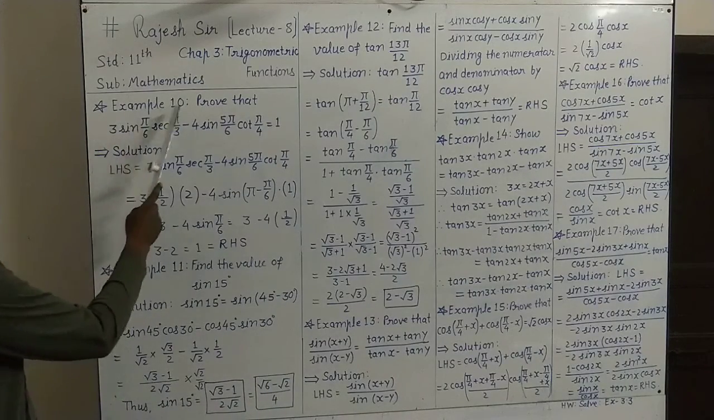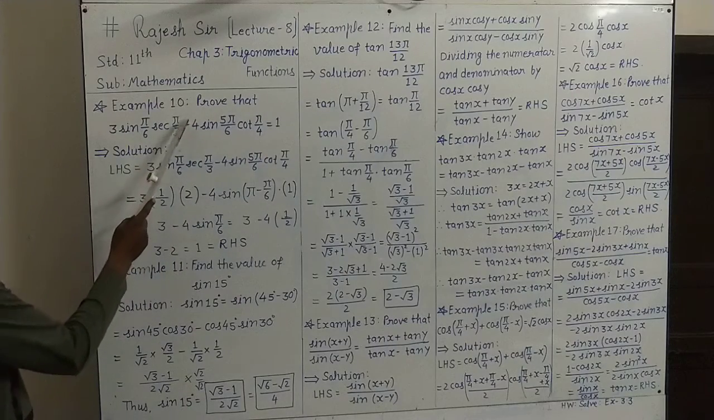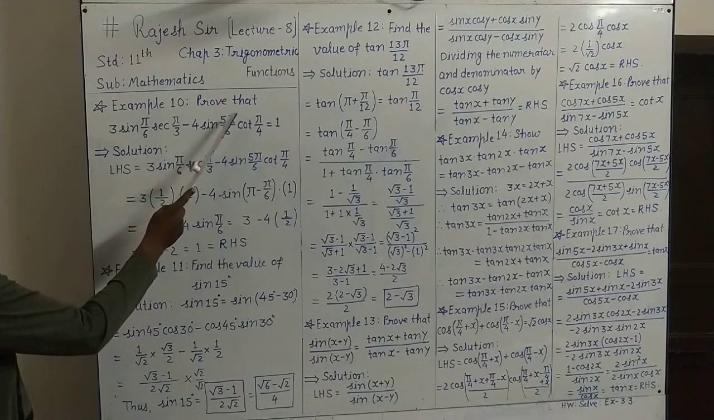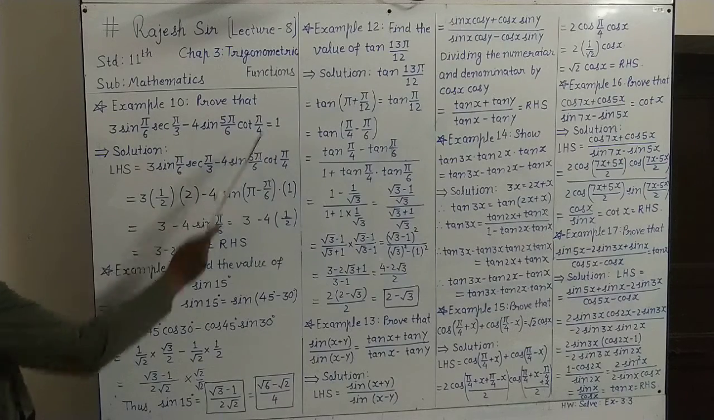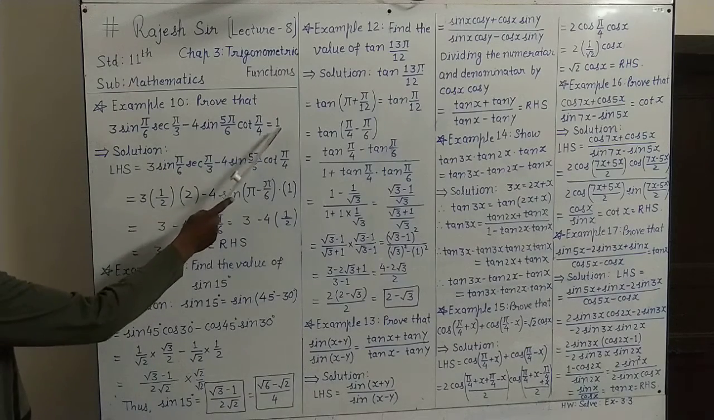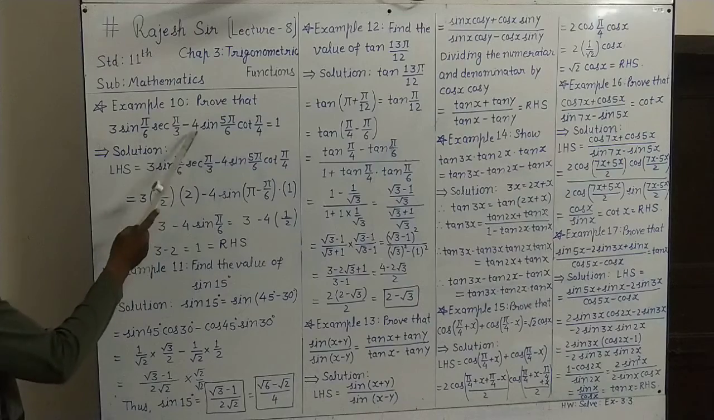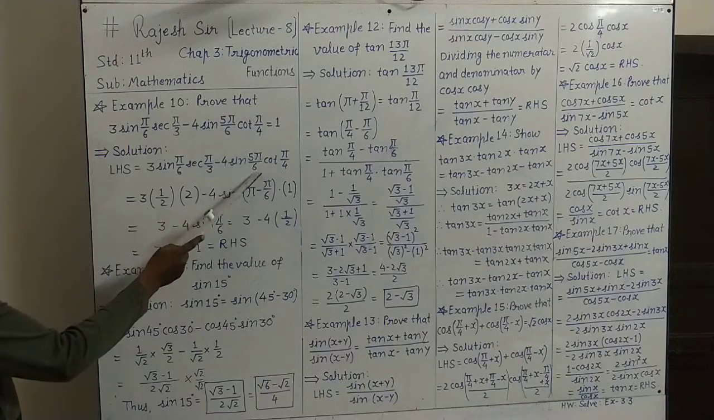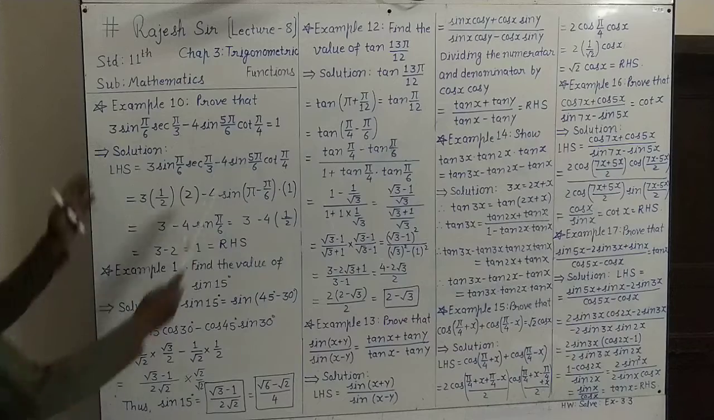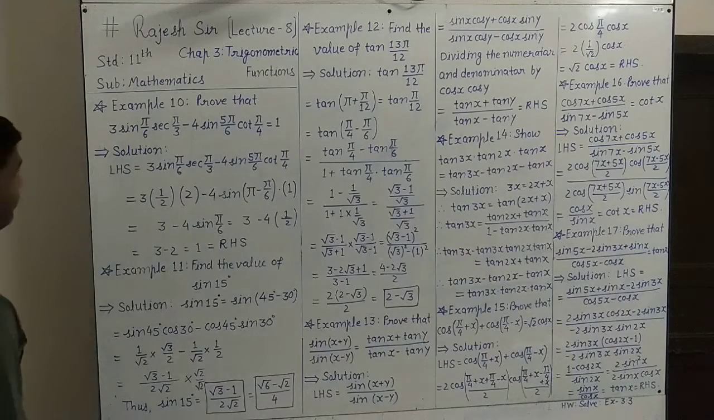So first is example 10: prove that 3 sin pi by 6 into sec pi by 3 minus 4 sin 5 pi by 6 into cot pi by 4 equals 1. In the solution, to prove this equals 1, we will first take the left hand side, which is 3 sin pi by 6 into sec pi by 3 minus 4 sin 5 pi by 6 cot pi by 4. The left side we have taken and the right side, 1, we have to prove. So one by one we place the values from the trigo table.